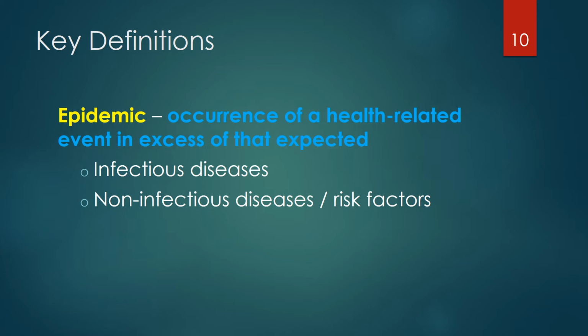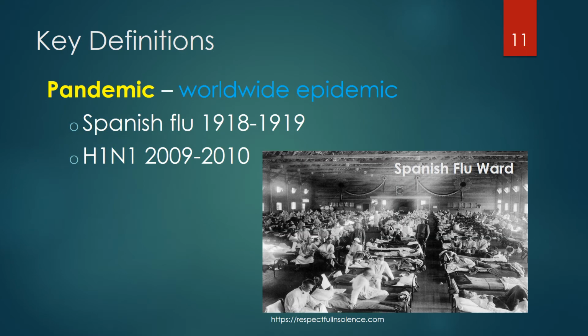Once again, the term epidemic is defined as the occurrence of a health-related event, not just a disease, in excess of that expected. The term pandemic means a worldwide epidemic. The Spanish flu pandemic 1918 to 1919 killed 50 to 100 million people worldwide and infected 1.5 billion, one-third of the world's population.